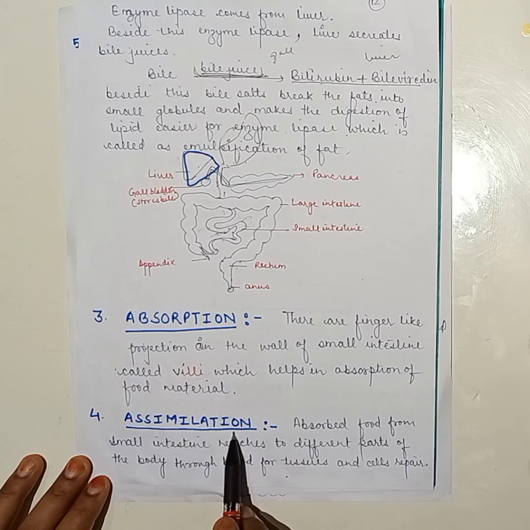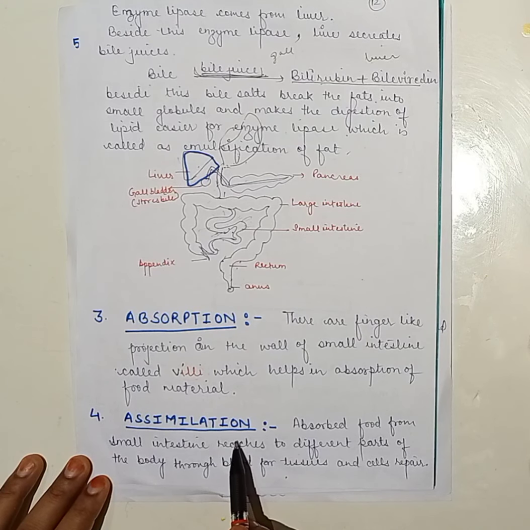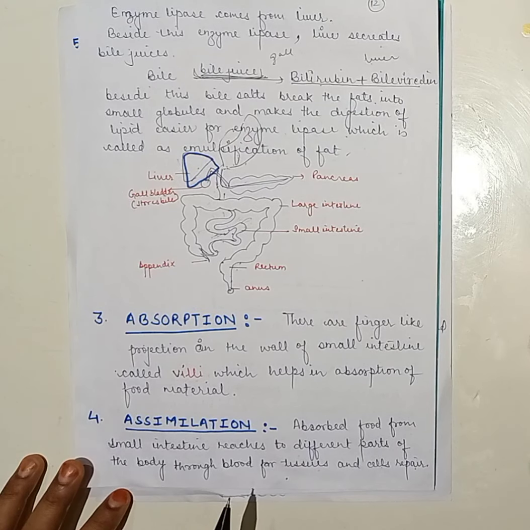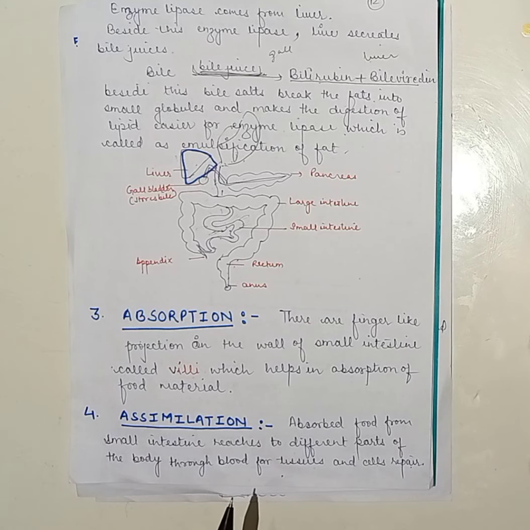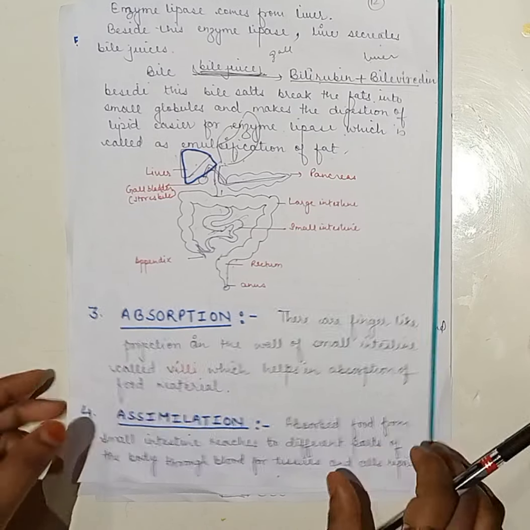Now the fourth is assimilation. Assimilation means absorbed food from the small intestine reaches different parts of the body through blood for tissue and cell repair, right? Now the food is completely absorbed by the blood. Now the assimilation will take place. Assimilation means use of important substances in the repair of tissues and cells.